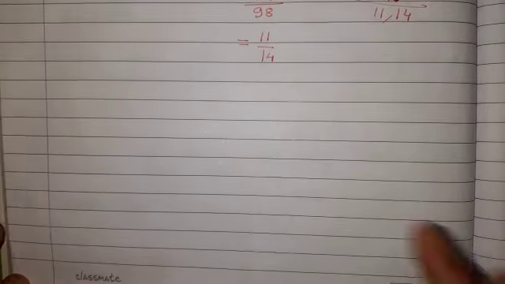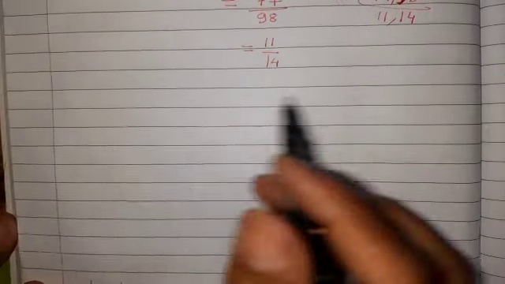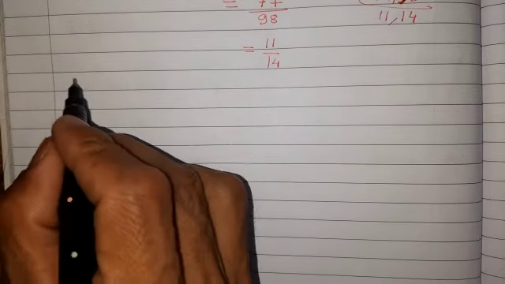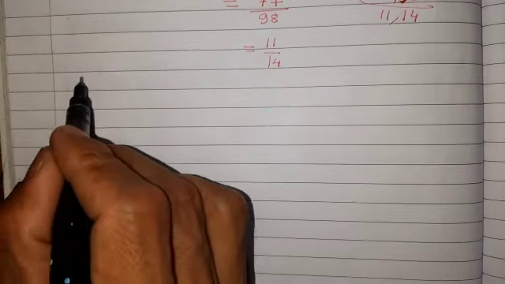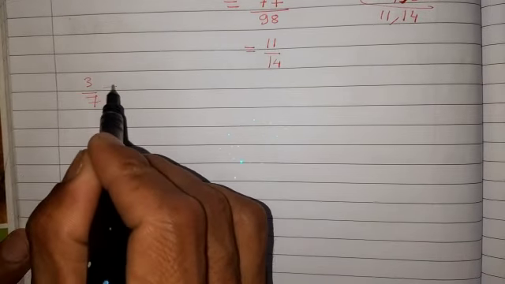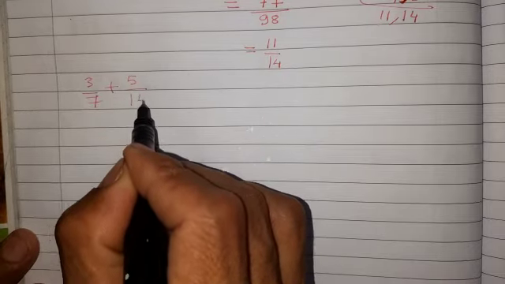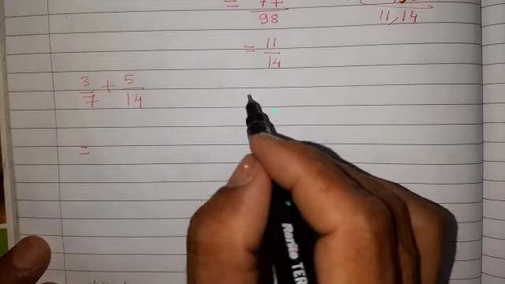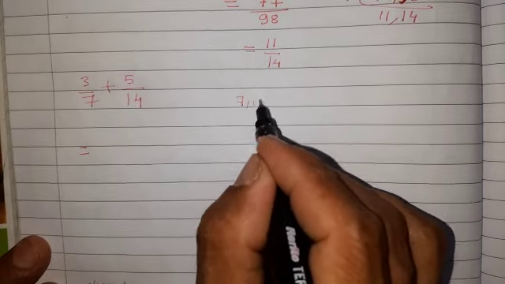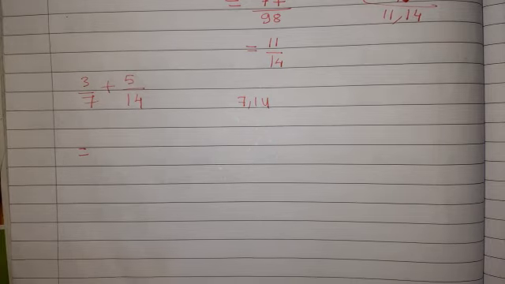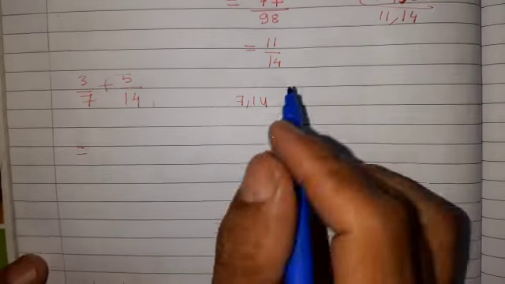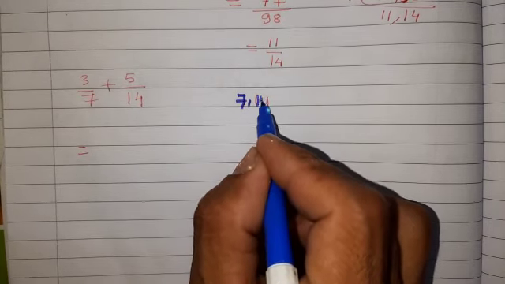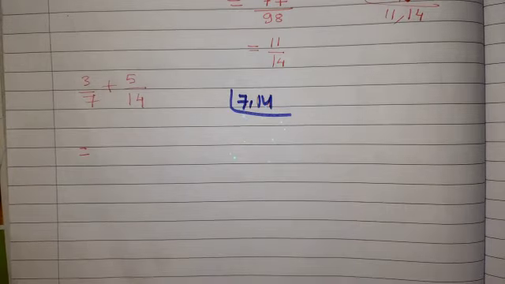So let us find the sum of the numbers by the LCM method also. The numbers are 3 by 7 plus 5 by 14. So what is the LCM? Let us find the LCM first, of 7 and 14. So wait, I am using another pen. Just let us start. This is 7 and 14. You may not be confused with this.